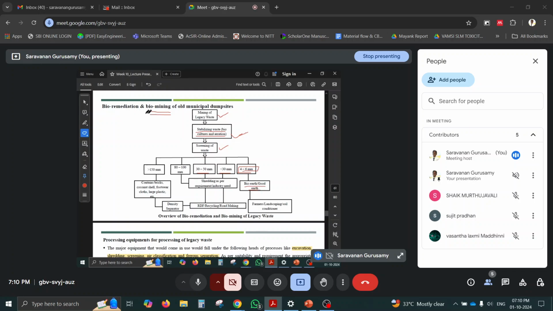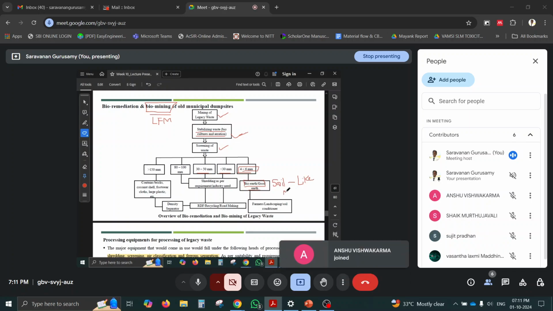This biomining process you can see in some of the literature as landfill mining. In other countries they call it landfill mining; in India we call it biomining. So the finest fraction is called bio earth. That is also called soil like material, SLM. This is the fraction I am working on for my research in my PhD work, soil like material SLM. This is the material I am using.